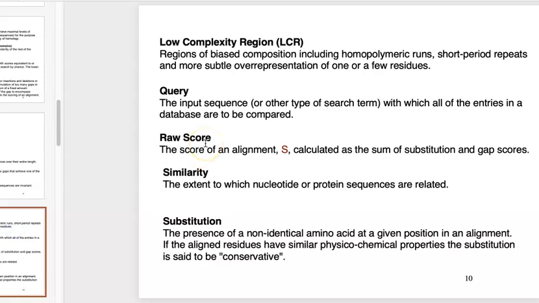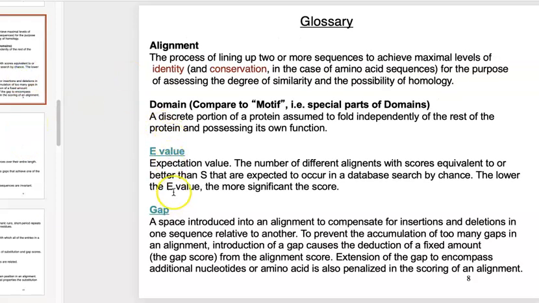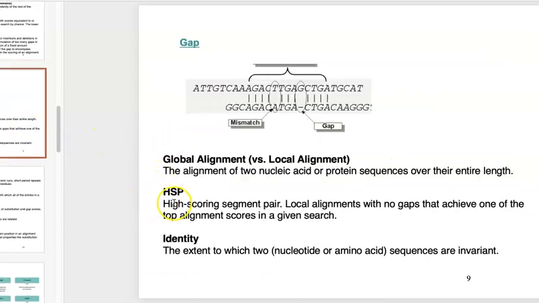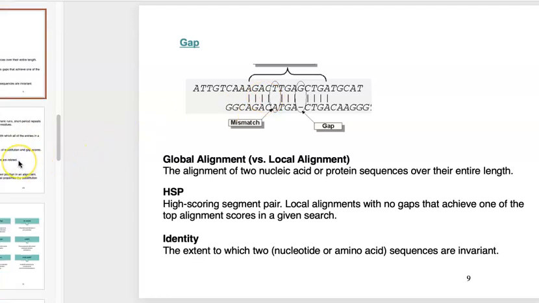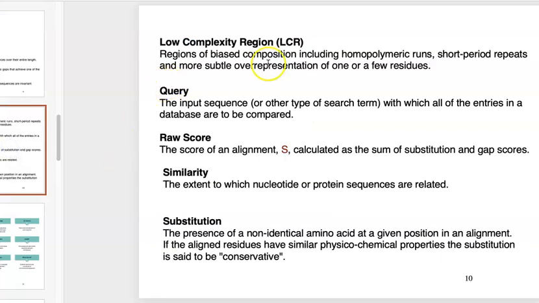A low complexity region can affect the score as well. You may have a high level of identity, meaning that there's a lot of identity here, there's a lot of alignment. But if the sequence is low complexity, like long stretches of A's or long stretches of T's, the software is sophisticated enough to recognize that and say, okay, it's a low complexity region. We're not going to give that a very high score.